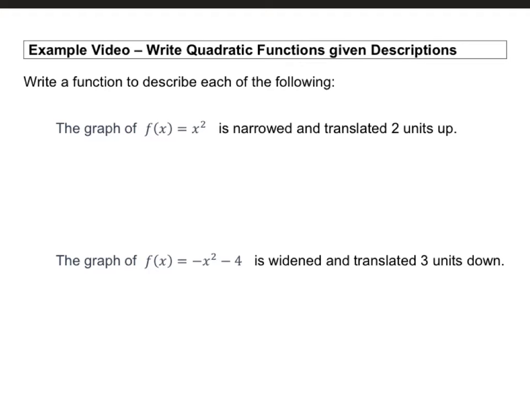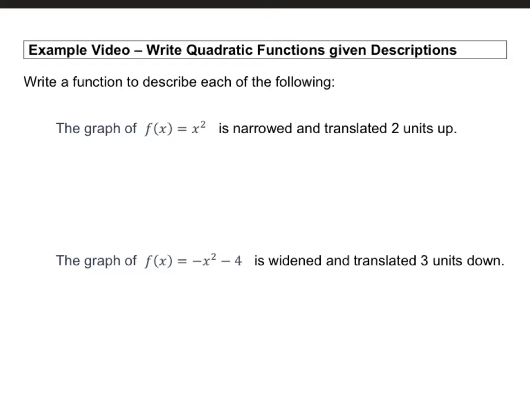Okay, so this is kind of the fun part. We get to write our own functions. So we're going to write a function to describe each of the following. So we have the graph of f of x equals x squared. That's your basic parent function. We want this graph to narrow and translate up 2 units.